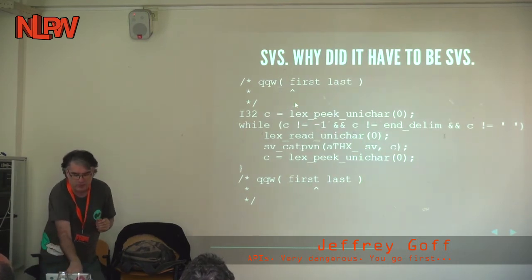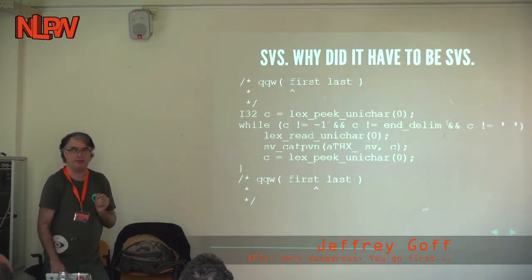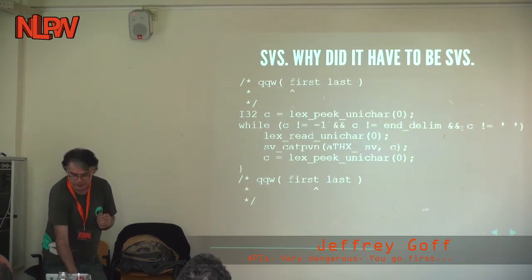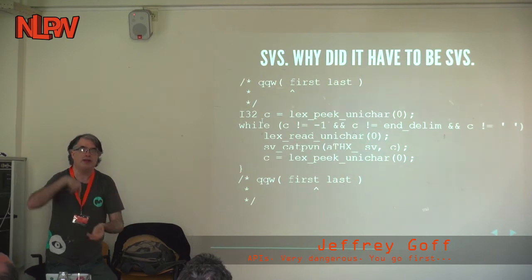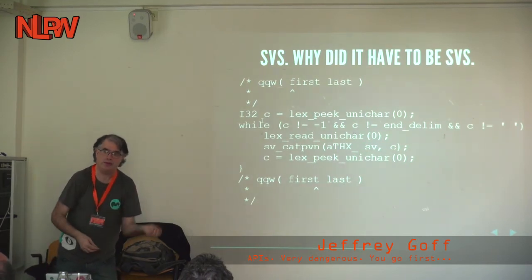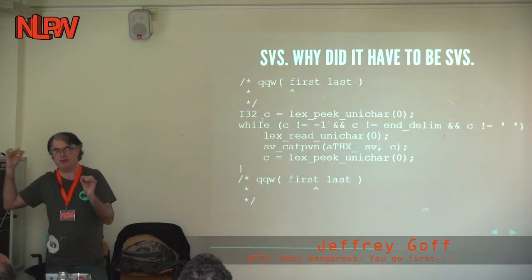So we search for either the end of the string, which is minus one, or the end delimiter. Well, I haven't read this code in a while. If we do not have our end delimiter, and no, this does not handle nested delimiters, that's coming up.